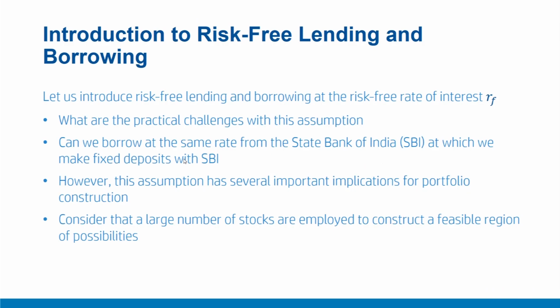Let us first start by introducing the risk-free lending and borrowing at the same interest rate, that is RF. However, is it practical to assume that risk-free lending and borrowing would be available at the same rate? What are the challenges with this assumption? For example, can you borrow from a government bank like SBI or lend or create a fixed deposit with the same bank at the same rate?